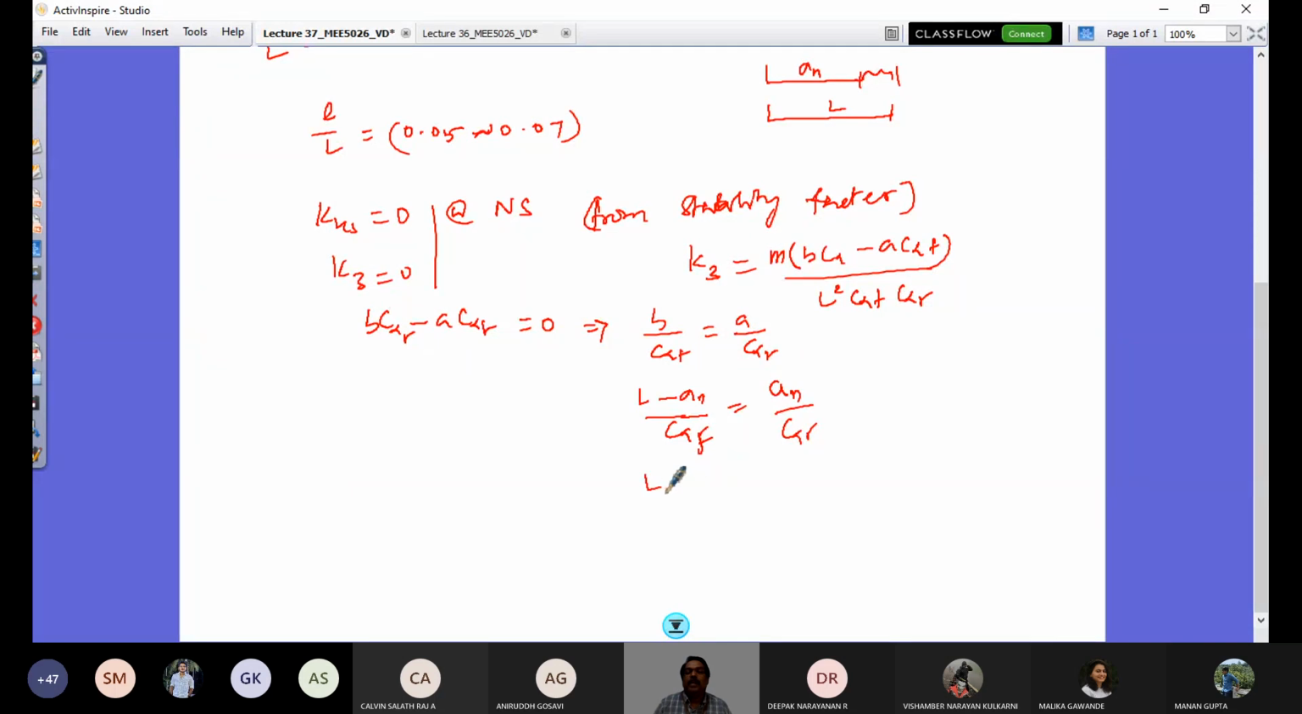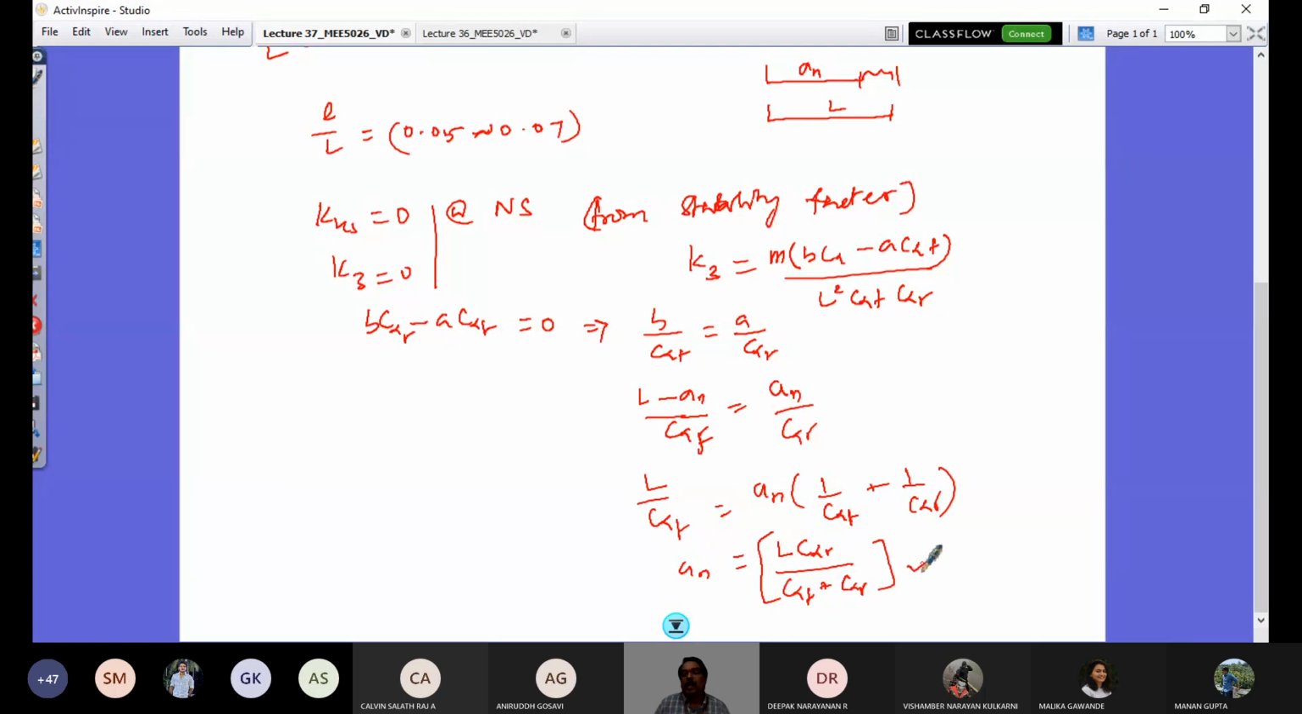So L by C alpha F would be, if I take it on this side, AN is taken out. It's 1 by C alpha F plus 1 by C alpha R. So this is going to become, I require AN. So AN would be, take LCM here and then take this up. So you will have AN as L into C alpha R by C alpha F plus C alpha R.